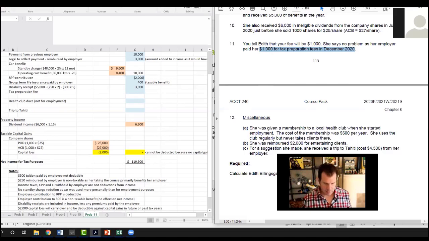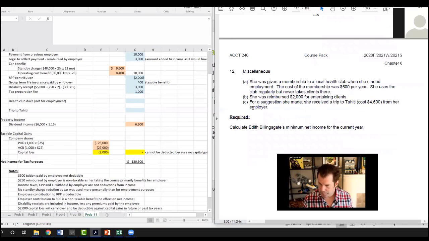All right, so I'm going to plug that into employment income. I thought we were done with it, but we're not. So $1,000 gets dumped in there. And then I'm going to move on to our final point here, which starts off with A. She was given a membership to a local health club when she started employment. Okay, she's given something, which means we have to figure out if it's taxable or not. The cost of the membership is $600 a year. She uses the club regularly, but never takes clients here. Hey, this is a taxable benefit, period.